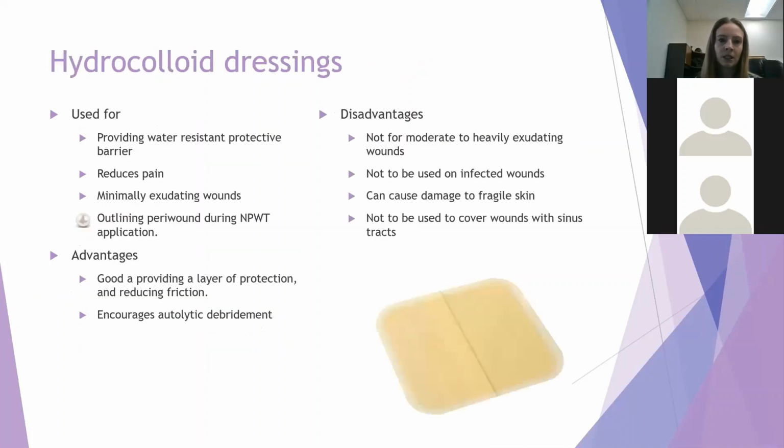Hydrocolloid or Duoderm is used for providing a water-resistant protective barrier, reducing pain, and for minimally exudating wounds, and I also like to use it for outlining the periwound when applying a wound vac. Some advantages are it's good at providing a layer of protection and reducing friction. It encourages autolytic debridement. Disadvantages are they're not for moderate to heavily draining wounds, not to be used on infected wounds, can cause damage to fragile skin, and are not to be used to cover wounds with sinus tracts.